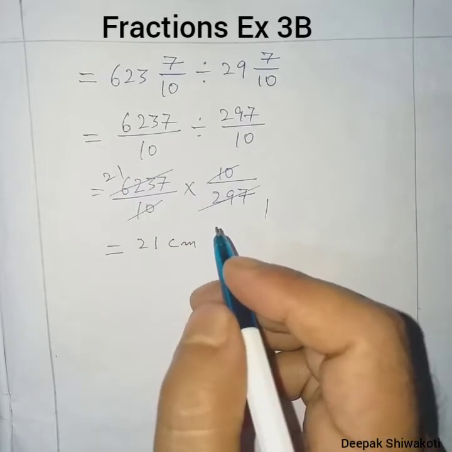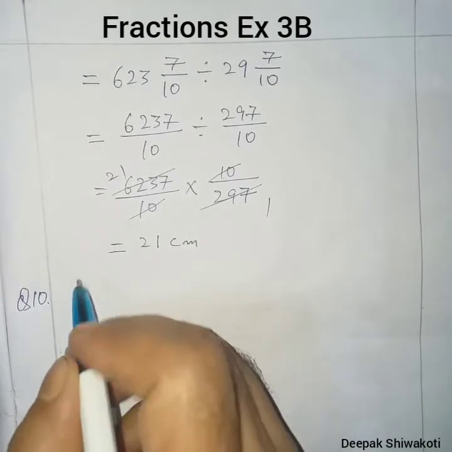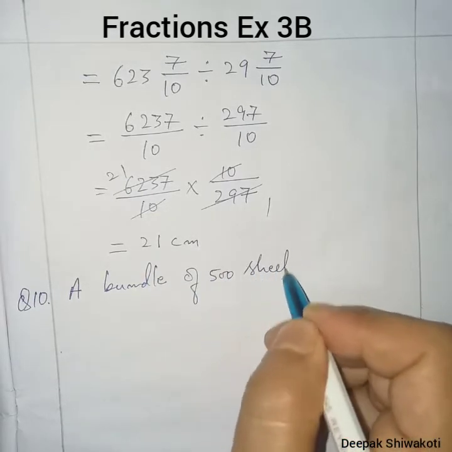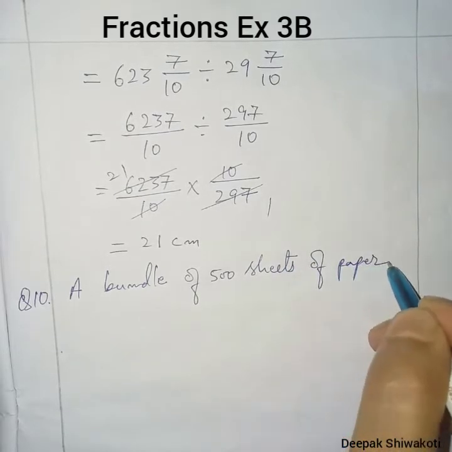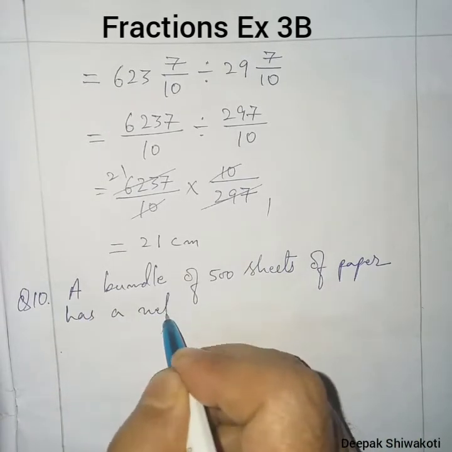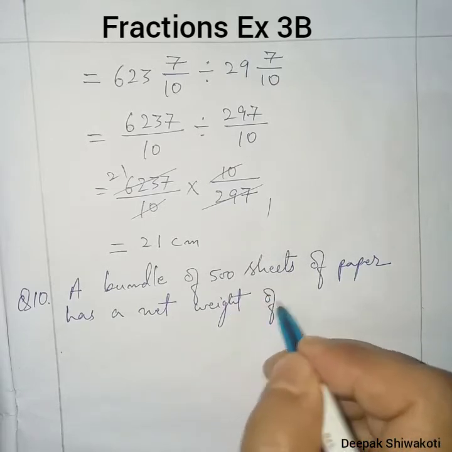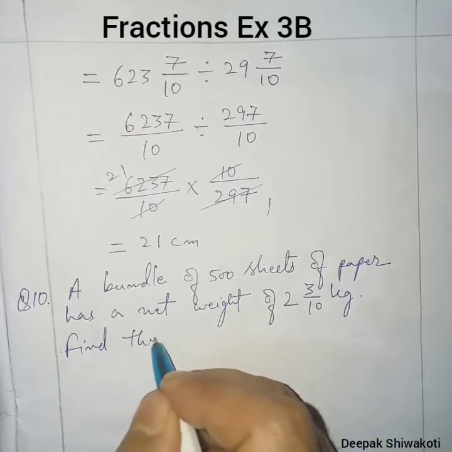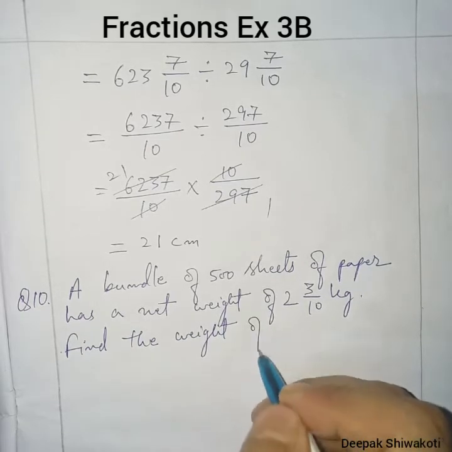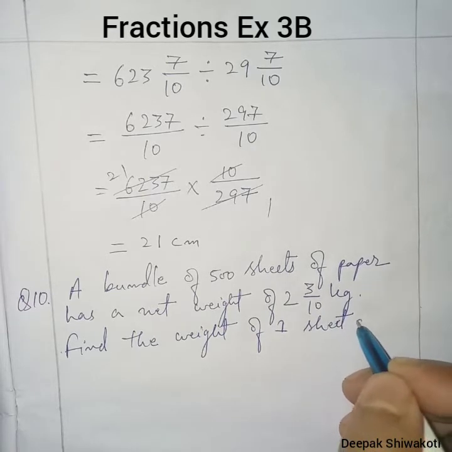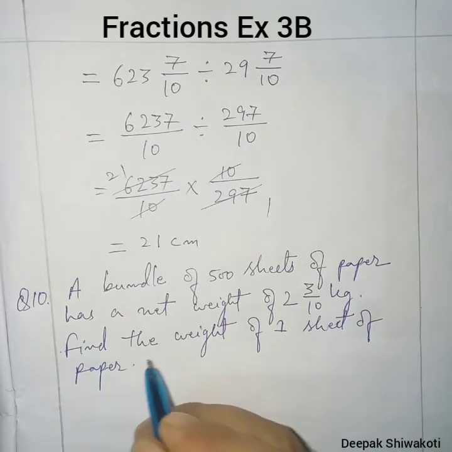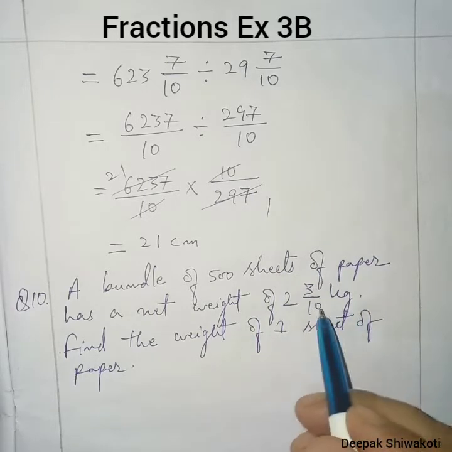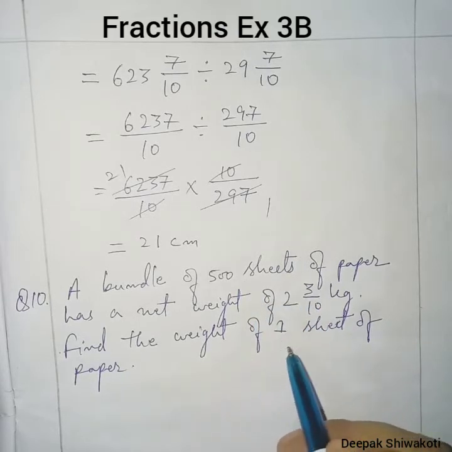Now question number 10. A bundle of 500 sheets of paper has a net weight of 2 whole 3 by 10 kg. Find the weight of one sheet of paper. It's a bundle of 500 sheets. The weight is given here. We have to find the weight of one sheet. If we divide the total weight by the number of sheets, we'll get the weight of one sheet, isn't it?